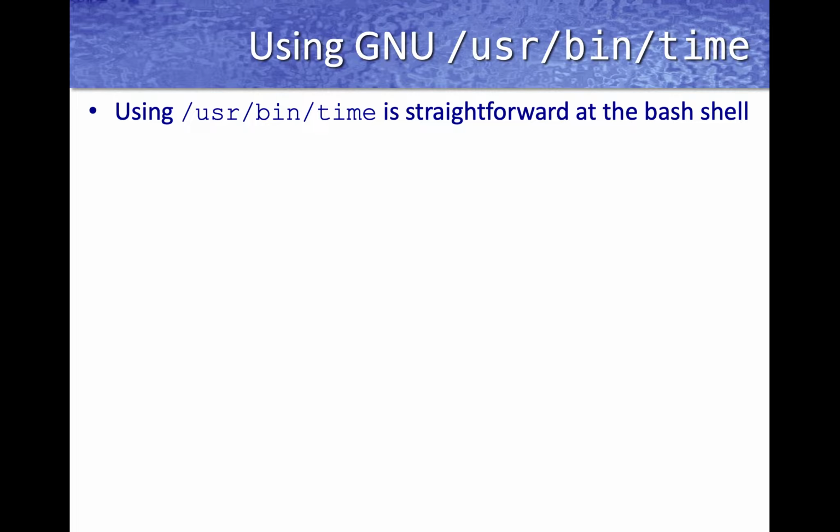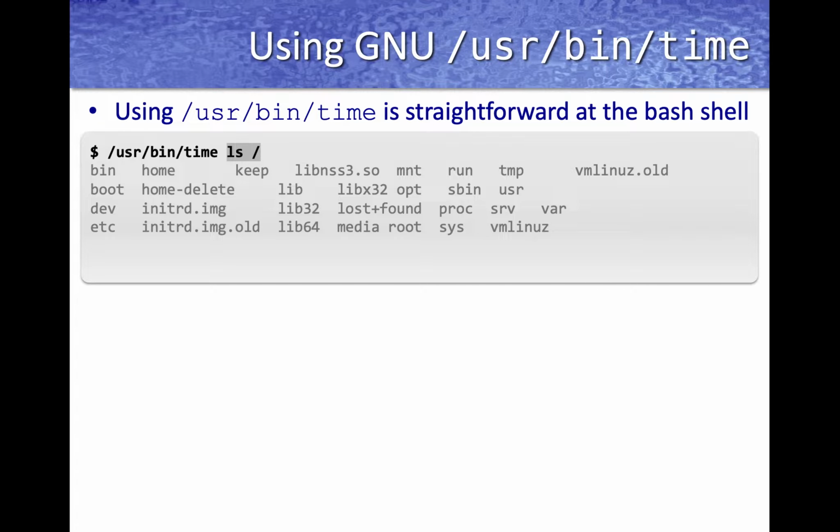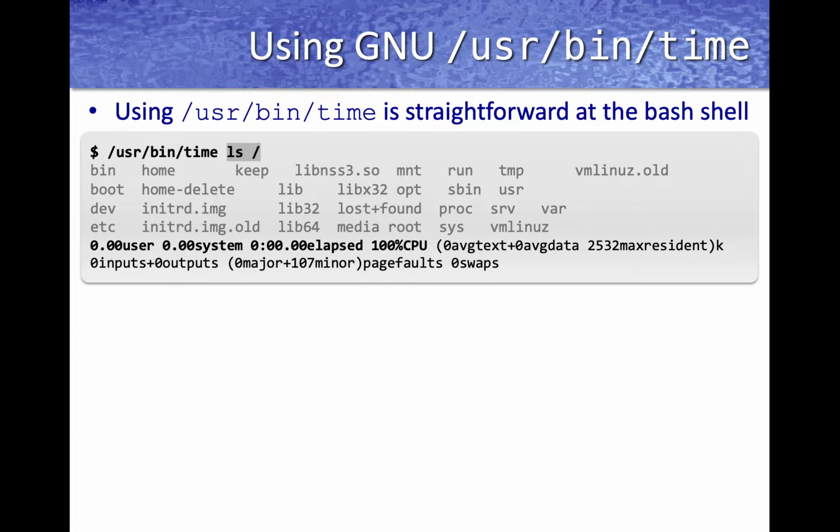Using /usr/bin/time is pretty straightforward at the bash shell. So let us say you want to measure the timing of, say, the ls command. You would type the command ls with whatever command line arguments you want and simply add /usr/bin/time at the beginning of it. You would typically first see the output from the command that's being run. So this would be the normal output that would be generated by the program. And then you will see output from /usr/bin/time, which will give you statistics about the behavior of the program.